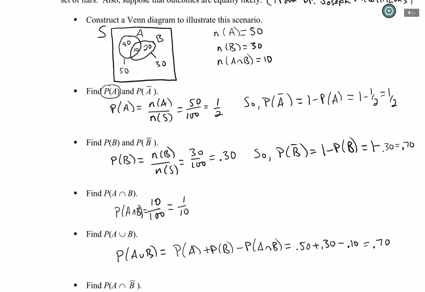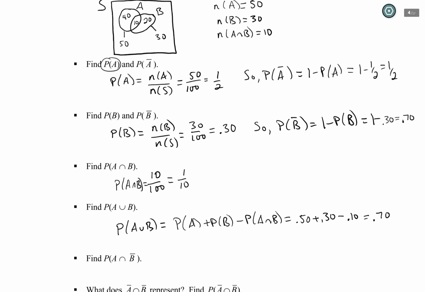Okay? So 40 plus 10 plus 20 is going to be 70 out of 100. That's another way to get to the union probability.